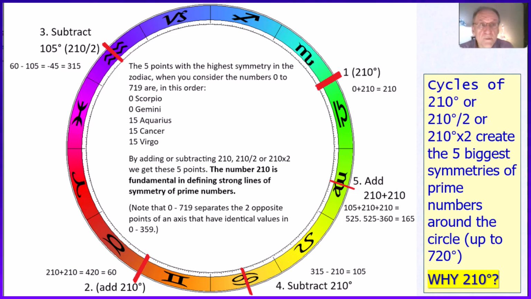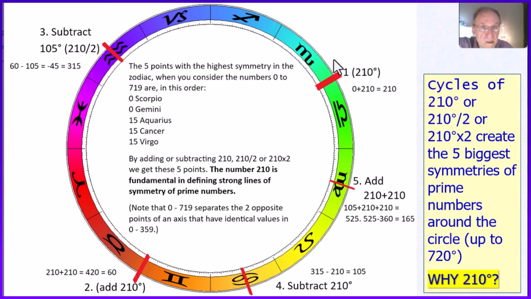Hello my friends, welcome to part 2 in a series of videos on the symmetry of prime numbers when placed around a circle, and we're also seeing how this relates to some ancient ideas in astrology. And what we've concluded from part 1, you don't have to watch part 1, you can pick up here if you want to, is that 210 degrees is a huge symmetry point.